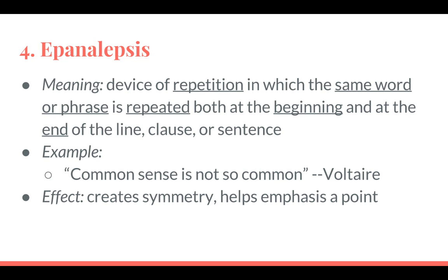This can have a few possible effects. The primary one is that it creates symmetry within what you're saying. It also helps emphasize a point. When we repeat something, it sticks in our head and it emphasizes what the author wants us to take away from what they're saying. So having that here is another good example.